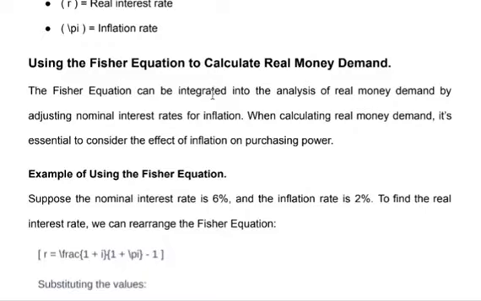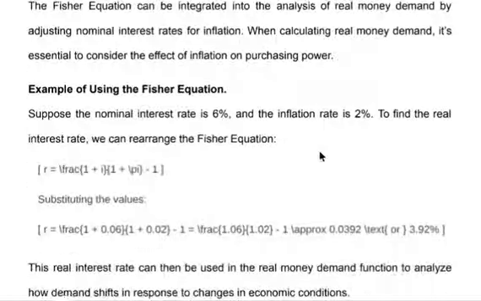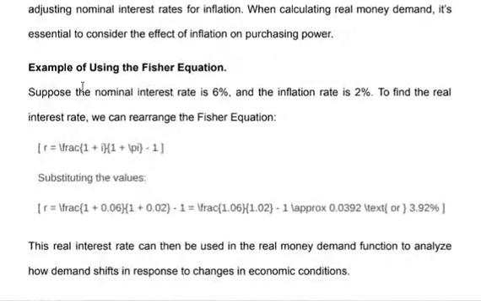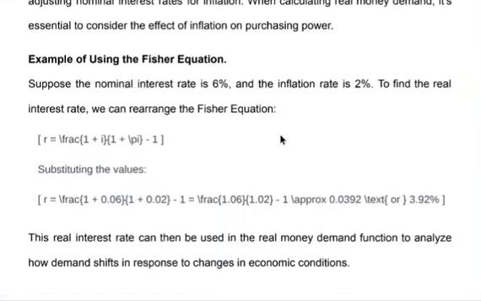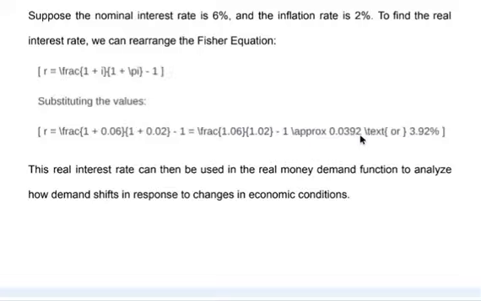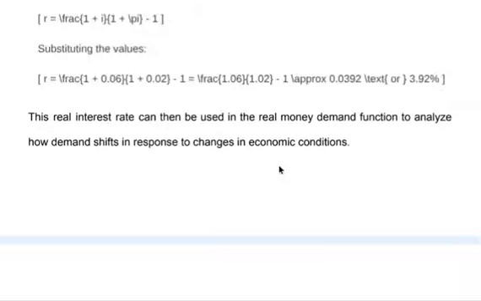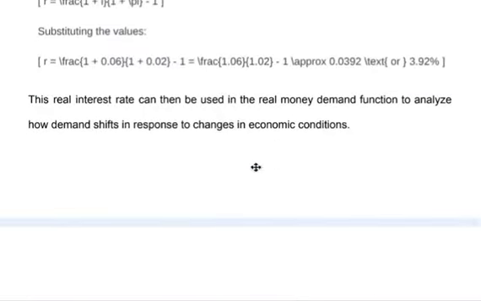The Fisher equation can be integrated into the analysis of real money demand by adjusting nominal interest rates for inflation. When calculating real money demand, it's essential to consider the effect of inflation on purchasing power. Example of using the Fisher equation. Suppose the nominal interest rate is 6%, and the inflation rate is 2%. To find the real interest rate, we can rearrange the Fisher equation: R = I - pi. This real interest rate can then be used in the real money demand function to analyze how demand shifts in response to changes in economic conditions.